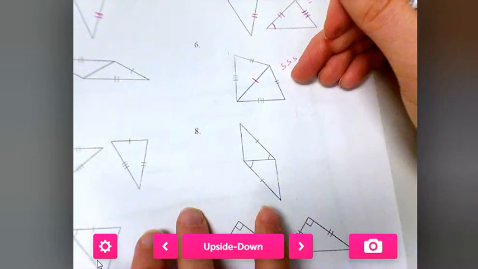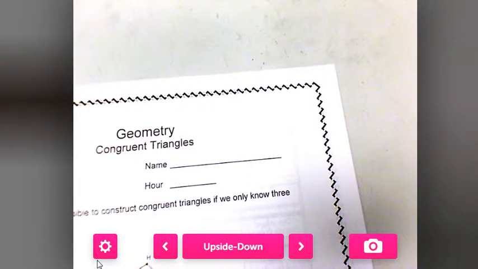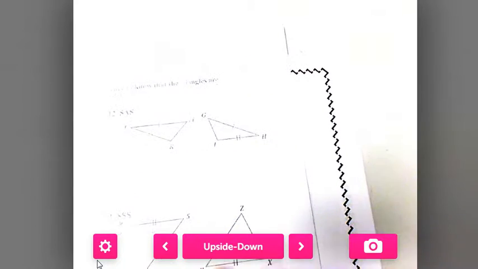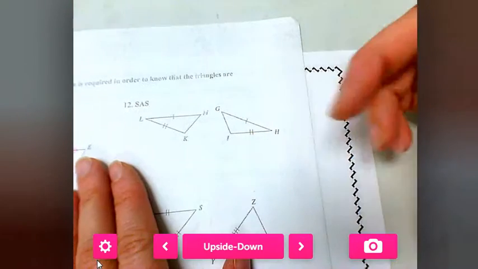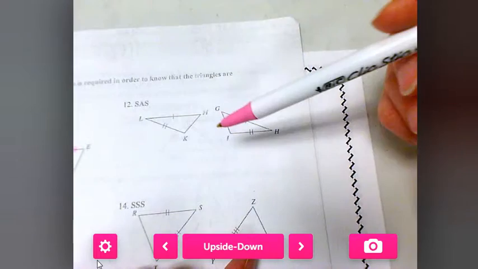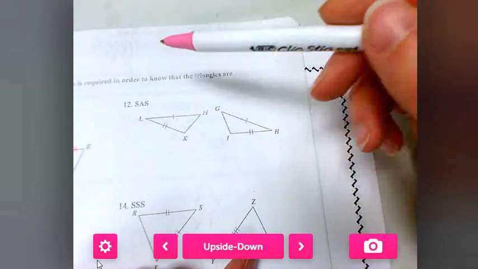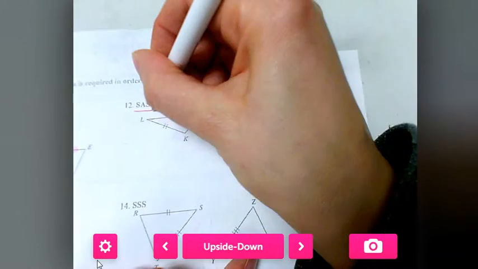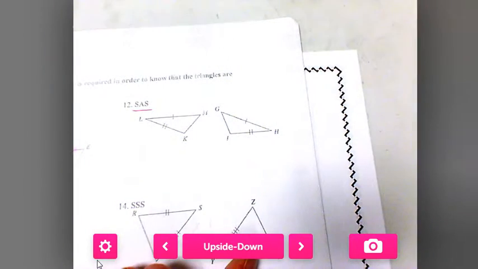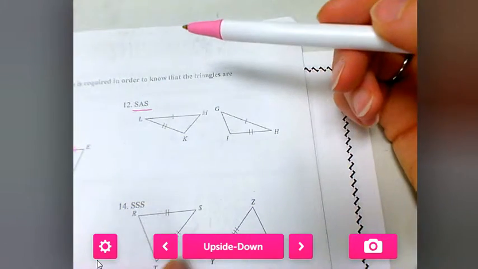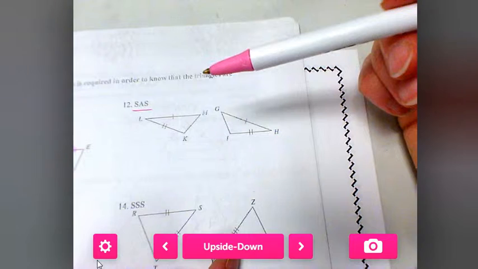Okay, turn your paper over. We're going to look at the back. We're going to look at number 12. Okay, on the back, it's totally different. It's saying that they're already congruent, and it wants to know what is missing. Okay? So in this case, it's side, angle, side, and it wants you to tell it what is missing.